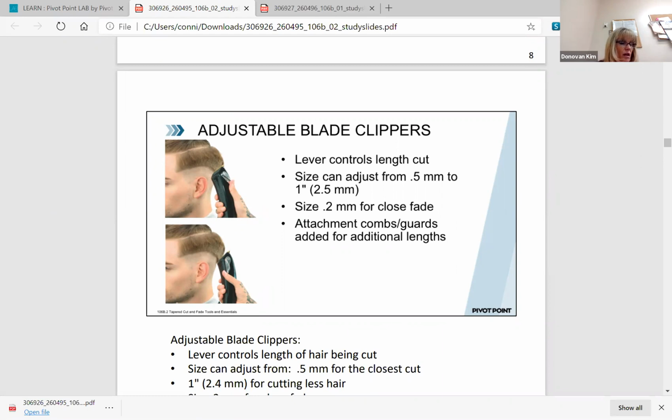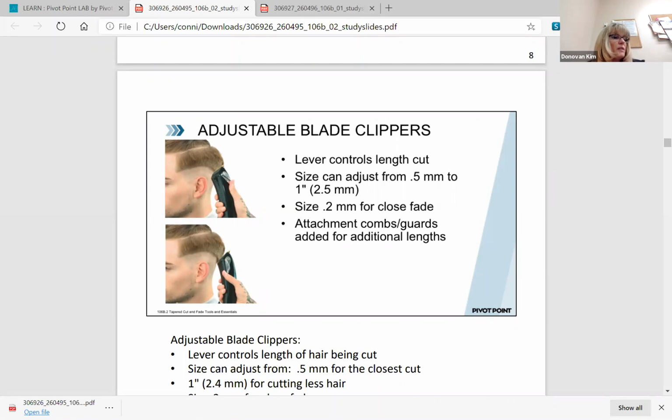Well, let's find out. I'll ask Google. 0.5 millimeter is how much of an inch? So it is 0.0197 of an inch. How much is 2.5 millimeter to an inch? And the 2.5 millimeter is 0.0984 of an inch. So that's when you put that guard on and you adjust it or you close it and they call it a half.